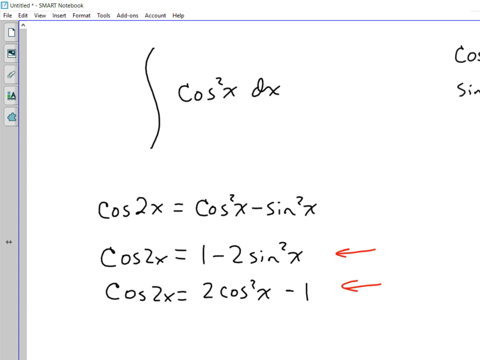Okay? So let's look at the bottom one first, because that one is containing the cosine squared that I have to worry about. And let's rearrange this.